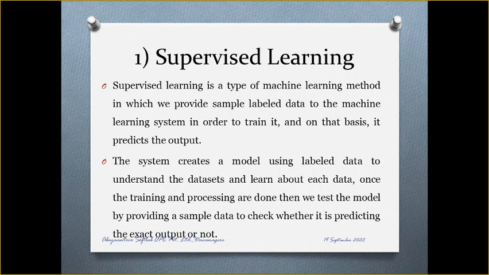The system creates the model using the labeled data to understand the data set and learn about each data point. Once the training and the processing are done, afterwards it is going to test the model by providing sample data to check whether it is predicting the exact output or not. That means you give the labeled data to understand the data set, how the data is distributed, how the features are dependent, and how the output comes for a particular set of features.